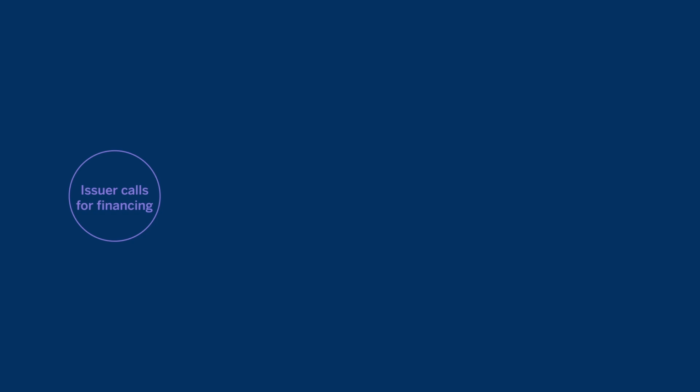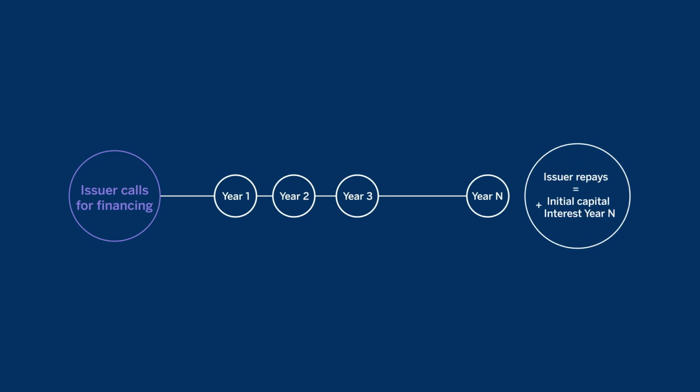In this example, we have a graph representing the cash flow associated with a fixed income instrument. It is very similar to a loan. An issuer calls for financing in exchange of annual pre-established coupons in year 1, 2, and 3, until reaching year end, when the initial capital and the interest relative to the last year is returned.